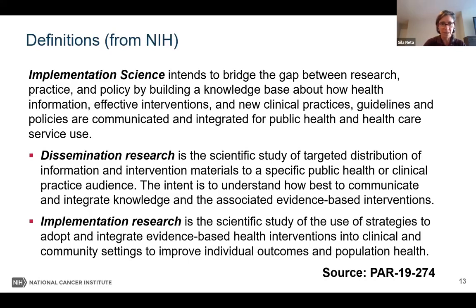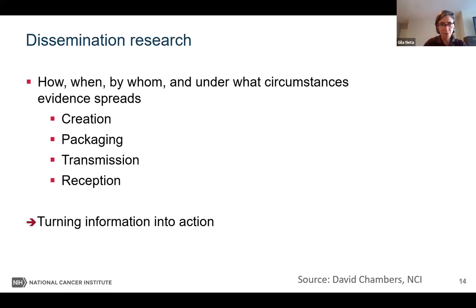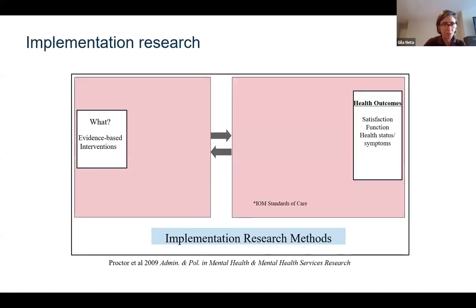So on the next slide, and digging a bit deeper, the goal of dissemination research is to understand how, when, by whom, and under what circumstances evidence spreads. So focusing on all the stages of evidence from its creation to its reception. And these are important steps that we often take for granted, but we realize we can do a better job.